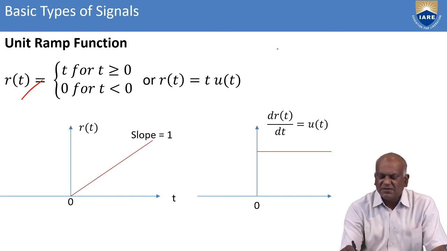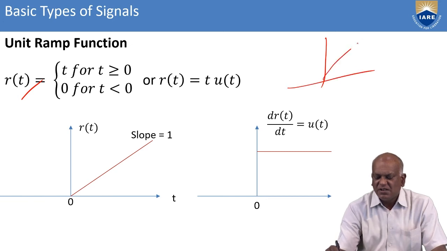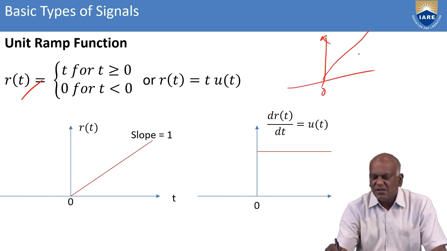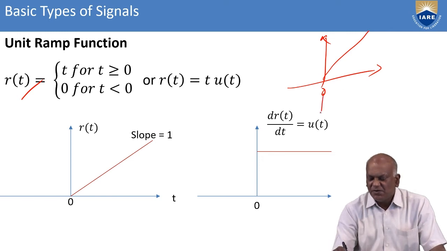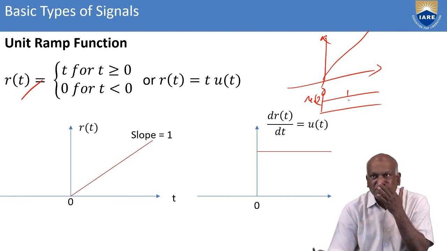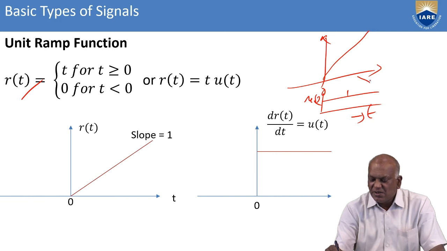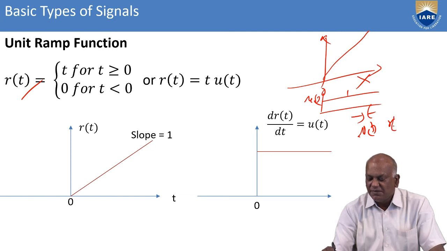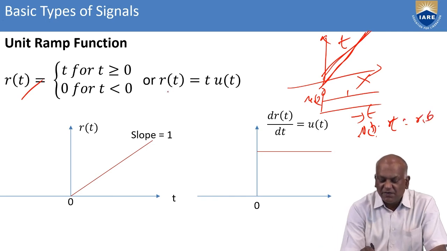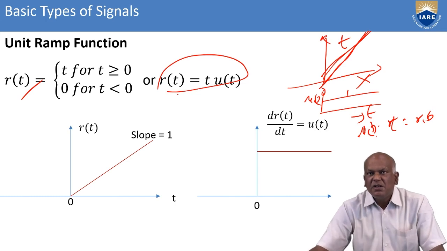Suppose you see a signal like this, passing through the origin. This function is multiplied with the unit step function. You know the unit step function is 0 for negative values of t and 1 for positive values of t. When you multiply these two signals, u of t multiplied with t, this function passes through the origin with slope equal to 1. U of t multiplied with t gives r of t. That's why I represent r of t equal to t multiplied with u of t.